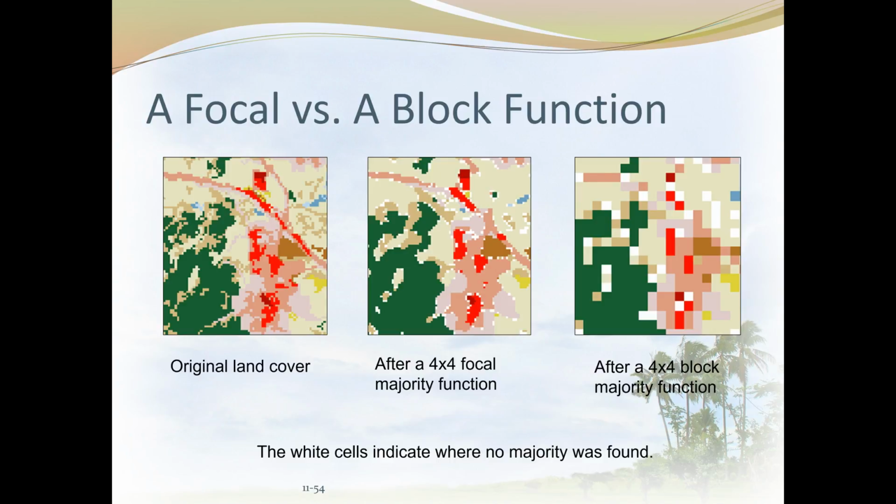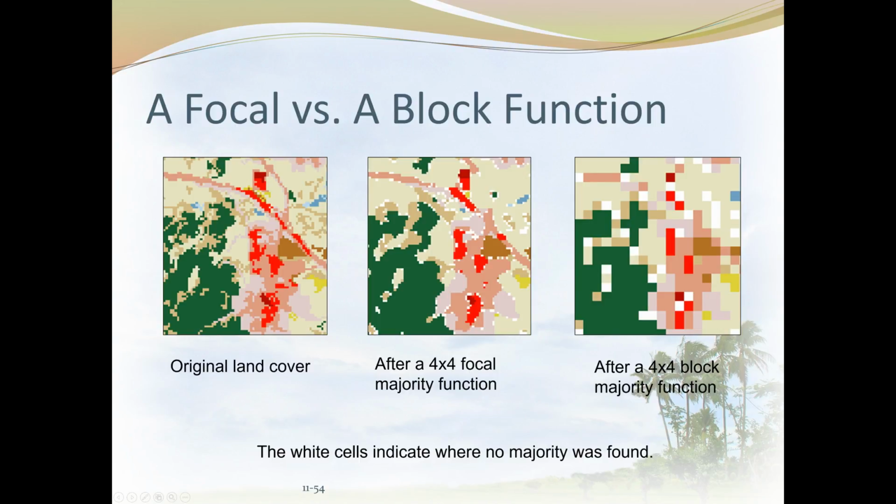A block function moves the window such that it does not overlap the previous window, and it produces a set of side-by-side adjacent windows that are independent of each other. Once the statistic is calculated for the window, every cell in the neighborhood receives the same value before the window moves on, and every cell is used only once. A block function can be used to resample a raster from a higher to a lower resolution, as might be needed to adapt a higher resolution land cover data set for a coarse climate modeling grid.